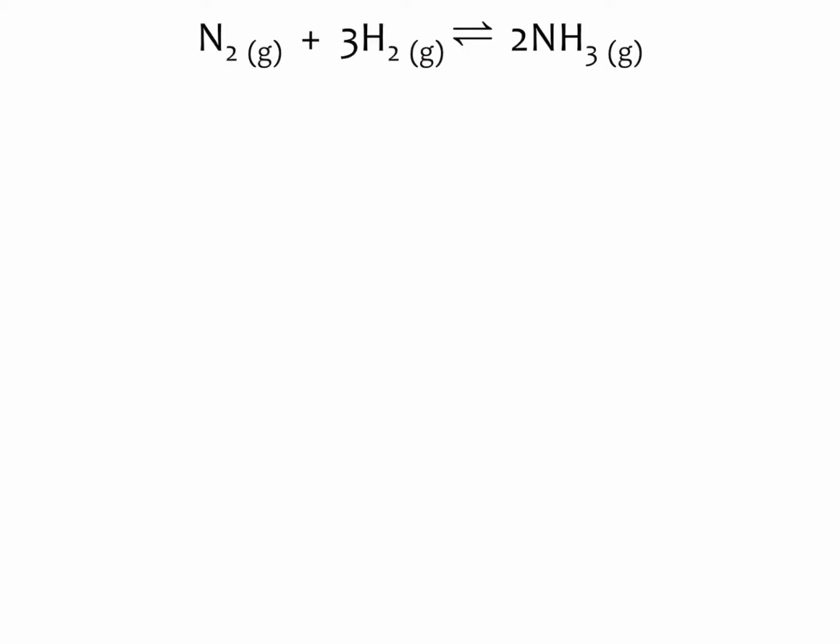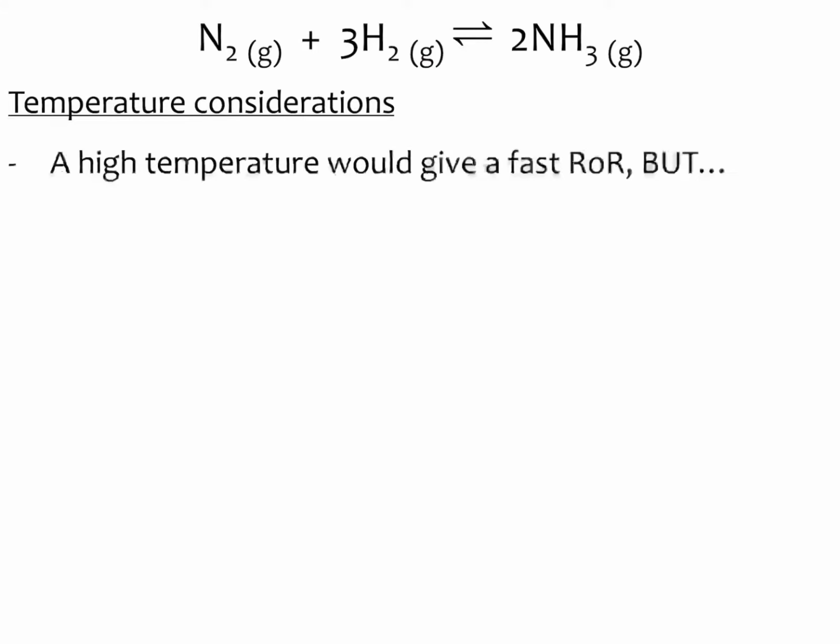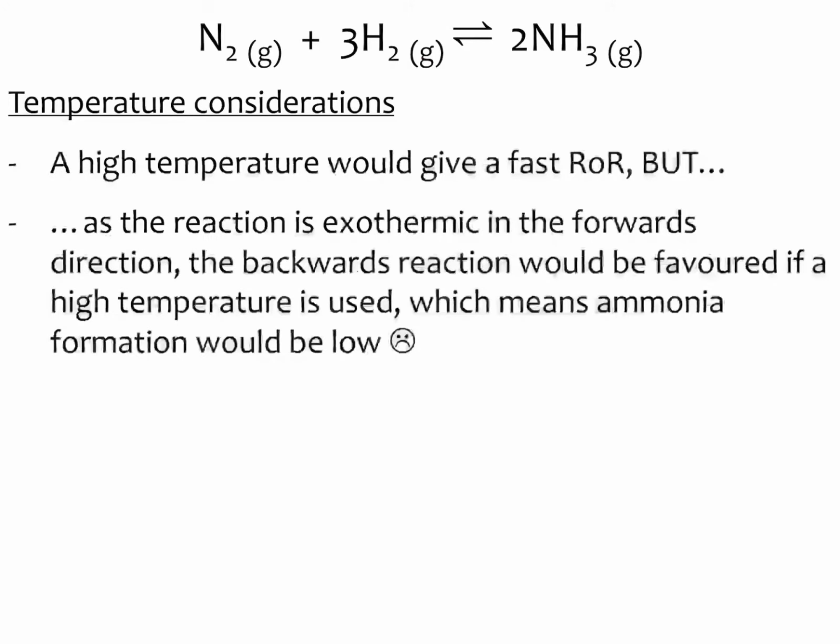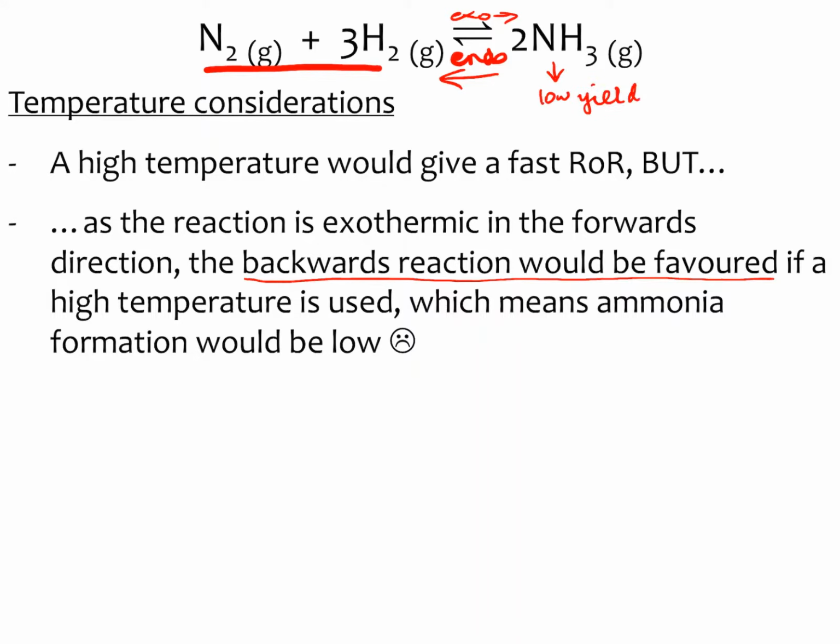So going through the answers to activity 2, we'll see how you did. So, considerations for temperature. A high temperature might be the first thing that you go for. People often pick the very highest temperature because we get the fastest rate of reaction. However, as this reaction is exothermic in the forwards direction, if we increase the temperature and we use a high temperature, the backwards reaction would be favoured as that would be endothermic. So this would actually favour the left-hand side if we used a high temperature, which means that we wouldn't get very much ammonia, we'd get a very low yield, which is not what we want.